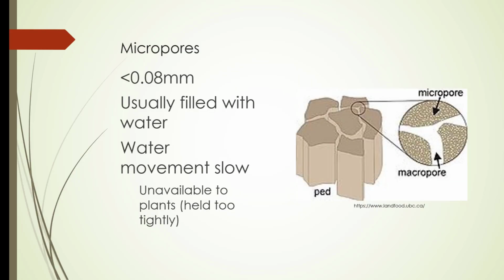Micropores are really quite tiny, and they're usually filled with water. Water movement is very slow, and this is the water that I was talking about that's unavailable to the plants. It's held too tightly to the soil particles.